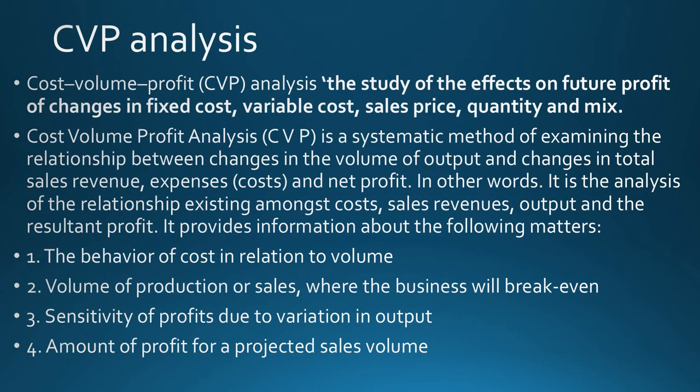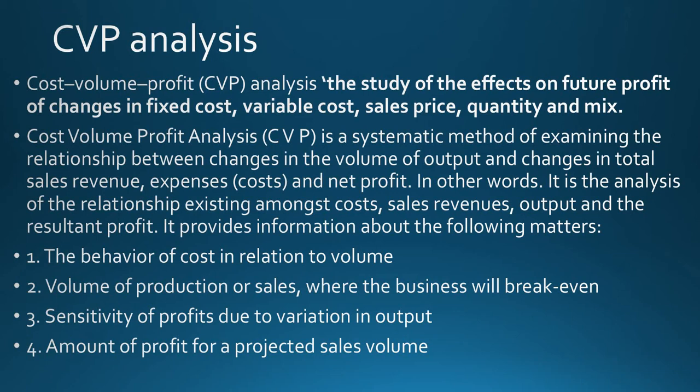So, in the last class, we studied how to calculate AC, VC, MC, AFC, and AVC, correct? In today's class, we are going to start with the next concept called CVP analysis. What does it mean? Cost volume profit analysis, that is CVP analysis. It means the study of the effect on future profit of changes in the fixed cost, variable cost, sales price, quantity, and mix.